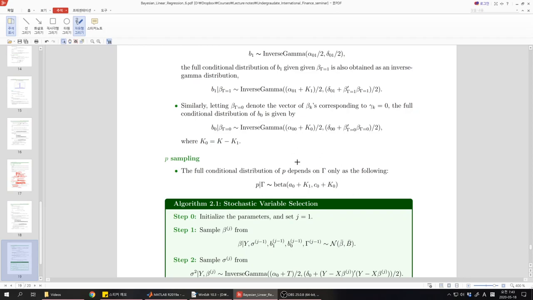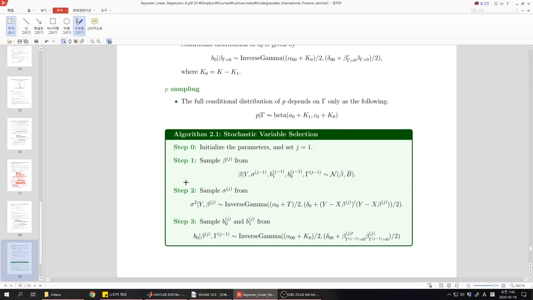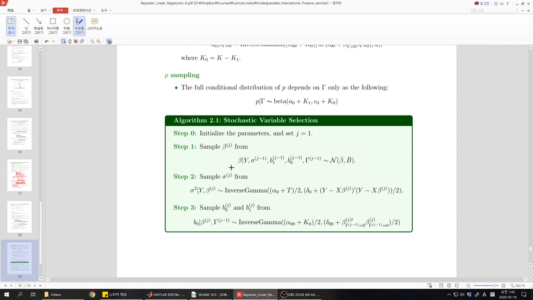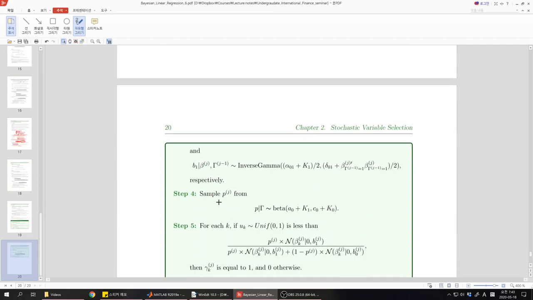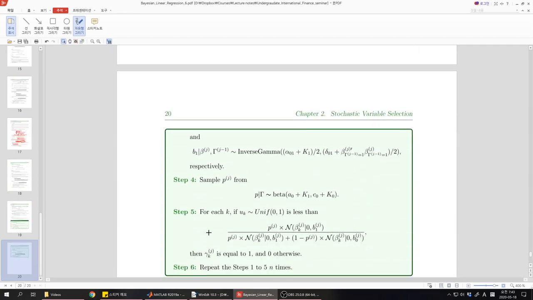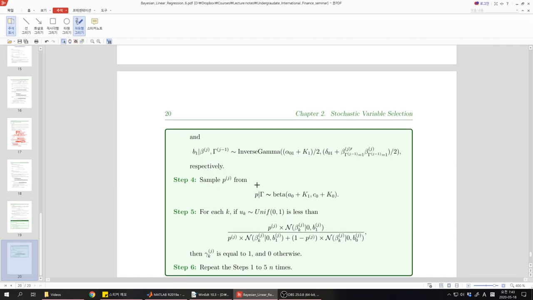Okay, and then that's it. And this algorithm 2.1 summarizes the stochastic variable selection algorithm. We generate beta, sigma square, b0 and b1, and p, and of course we are generating gamma k, and that's it. Okay, all right.